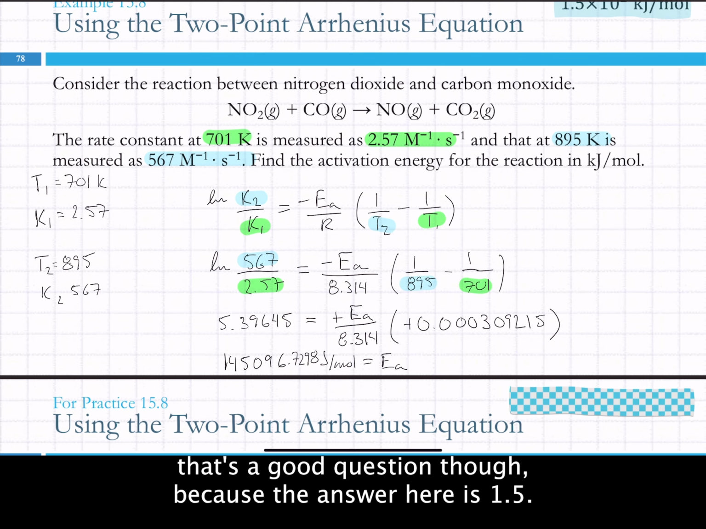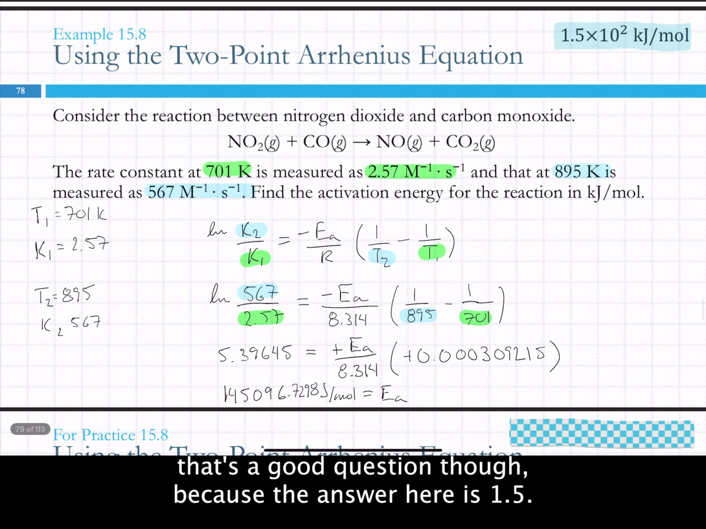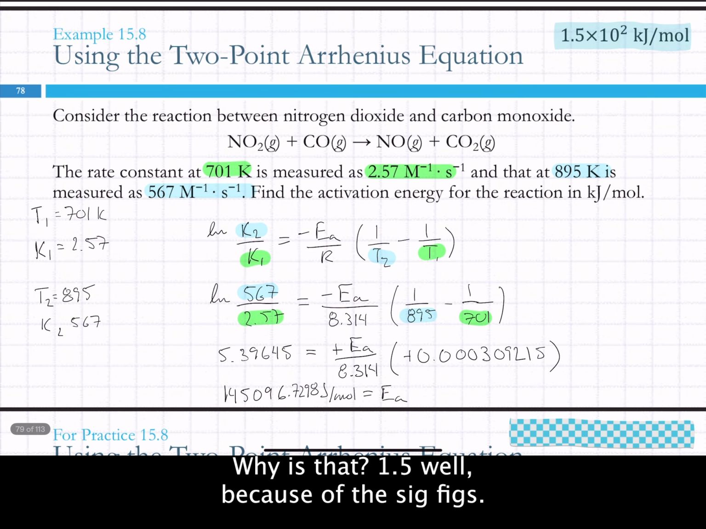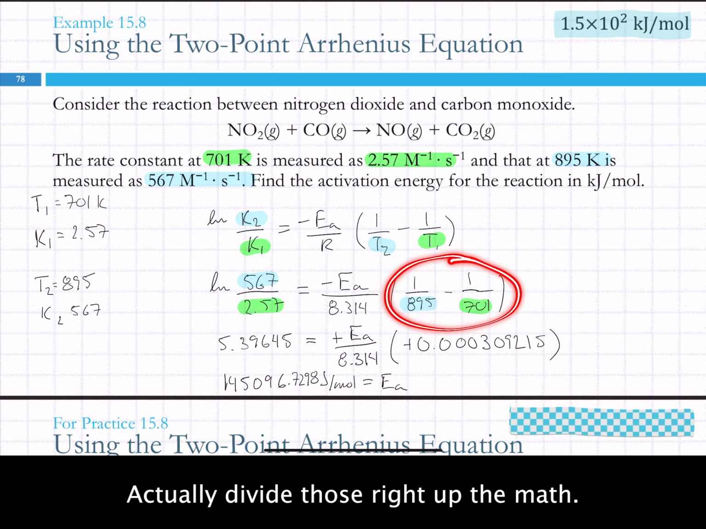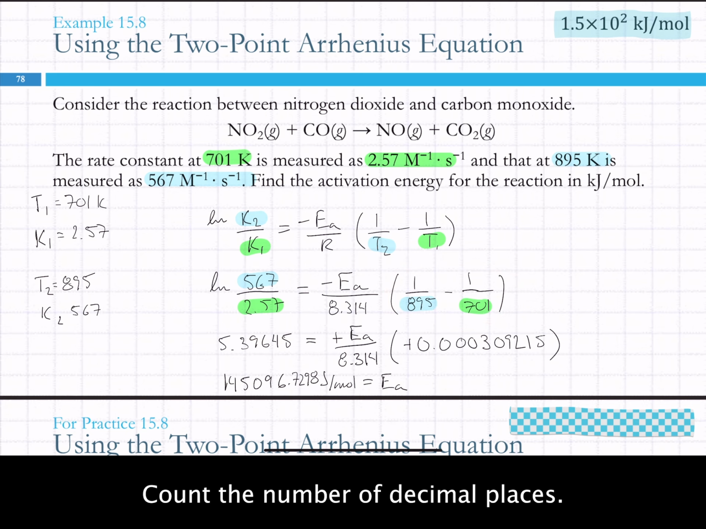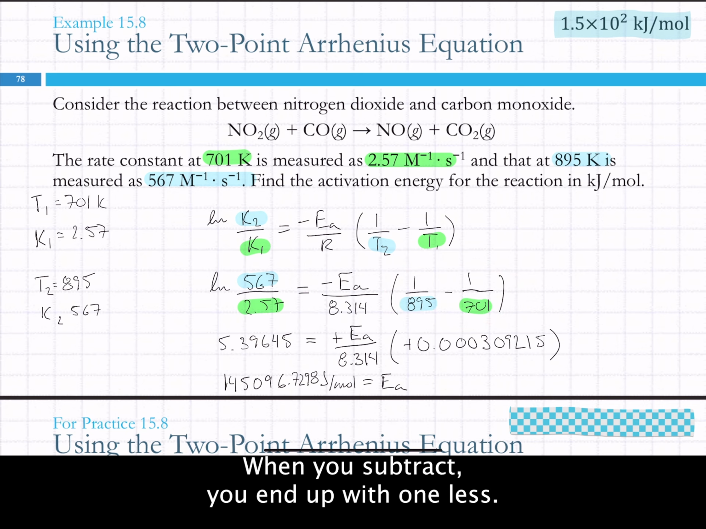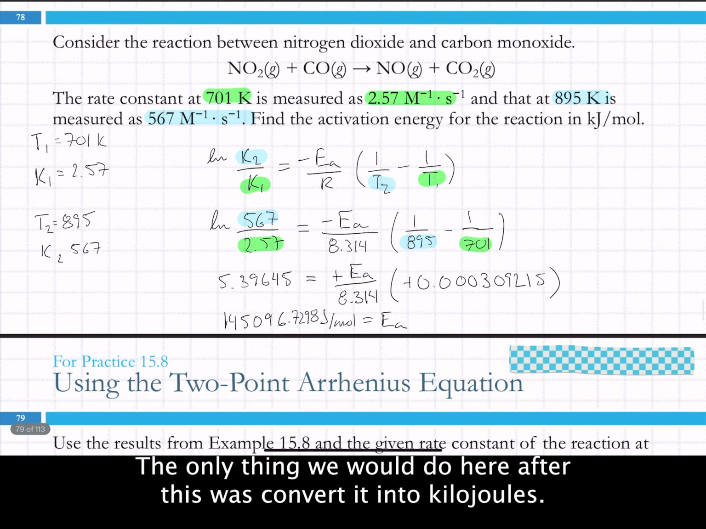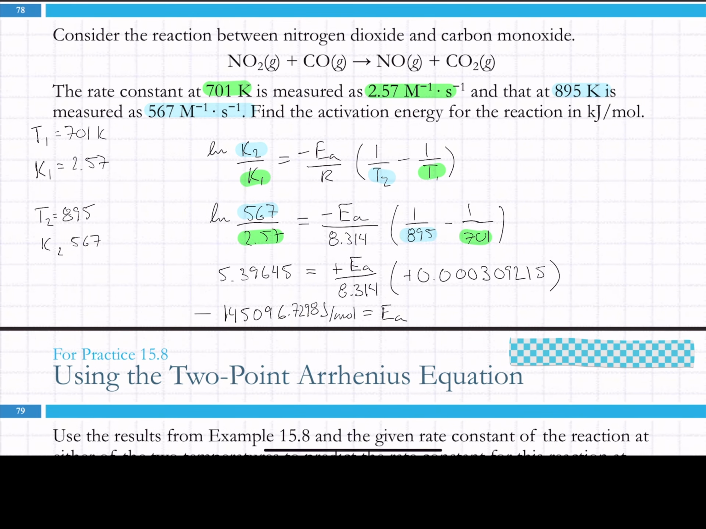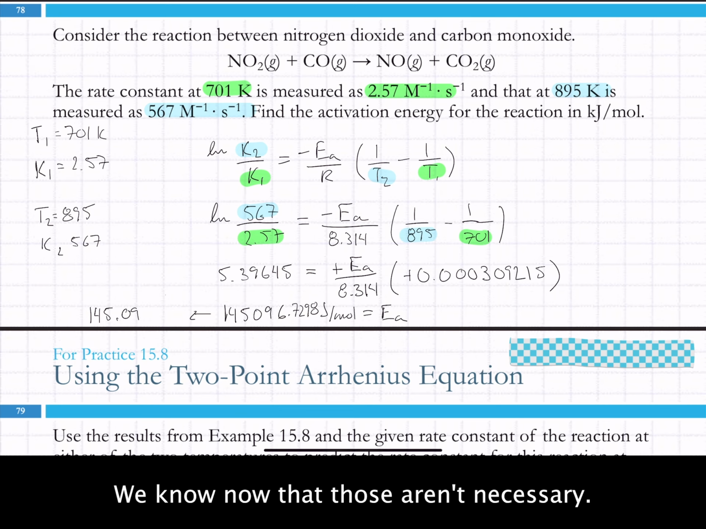Yeah, that's a good question though, because the answer here is 1.5. Why is that 1.5? Well, because of those sig figs. So if you want to check it for yourself, actually divide those, write out the math, count the number of decimal places. When you subtract, you end up with one less. The only thing we would do here after this was convert it into kilojoules. So you get 145.09, and we know now that those aren't necessary.